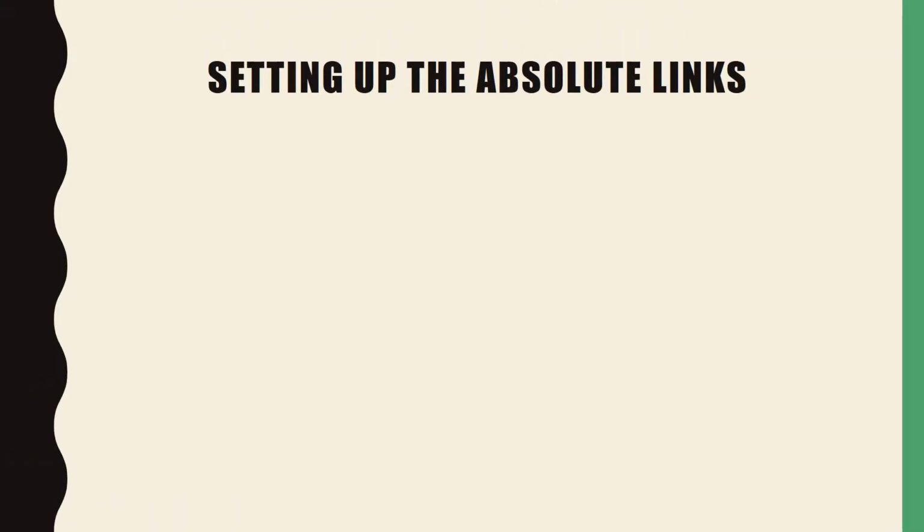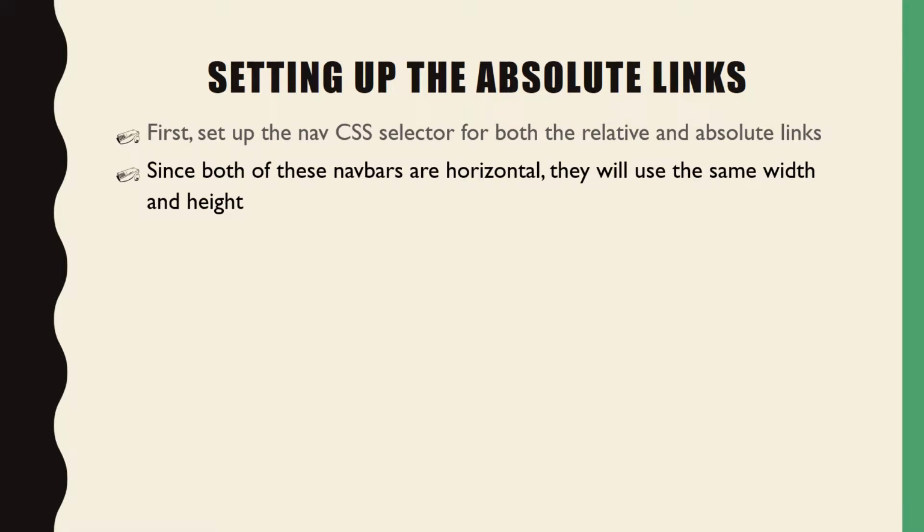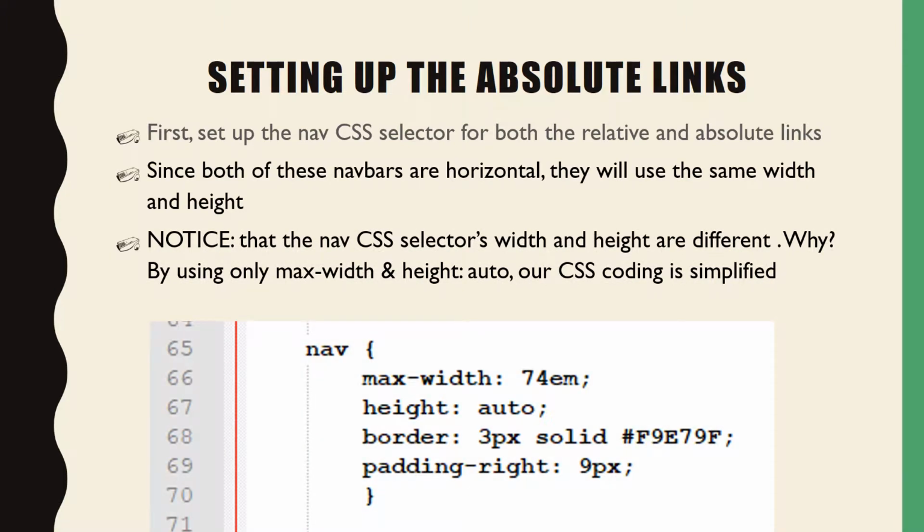Setting up the absolute links. First, set up the nav CSS selector for both the relative and the absolute links, since both of them will use the nav selector. Since both of these nav bars are horizontal, they use the same width and height. Notice that the nav CSS selector's width and height are different. Why? By using only max width and height auto, our CSS coding is simplified.